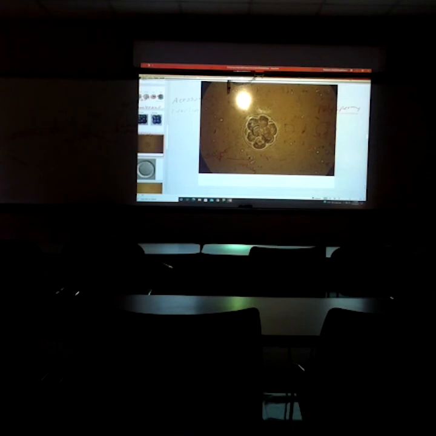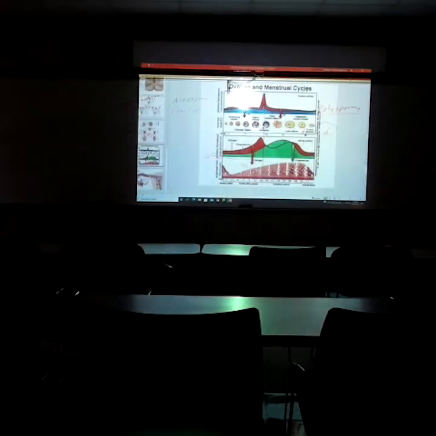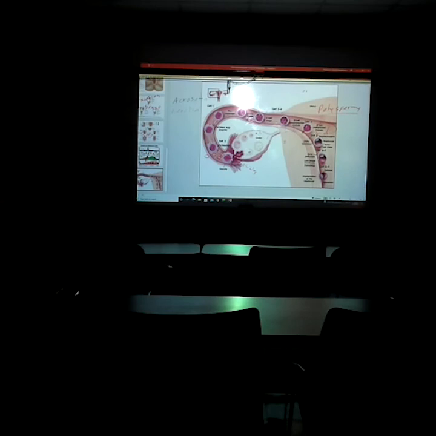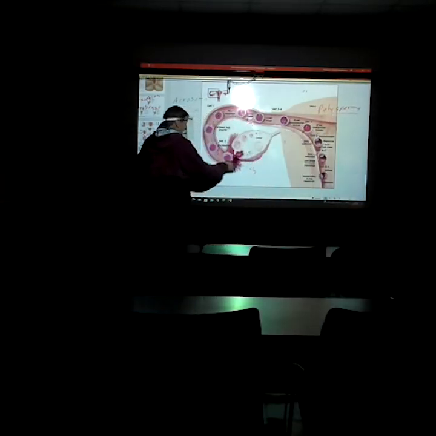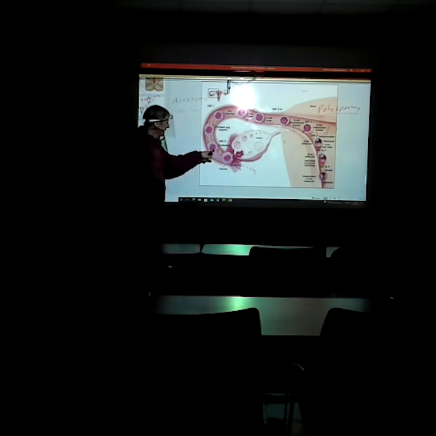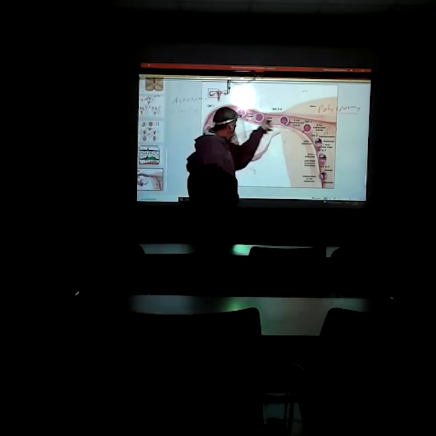Now in a human, let's switch to another picture here. Here's what's happening in a human. Here is your oocyte being released. It's moving down to the uterine tubes. It's fertilized right here. So that's what will be about the first third of the uterine tube. This is typically where the sperm will swim up.